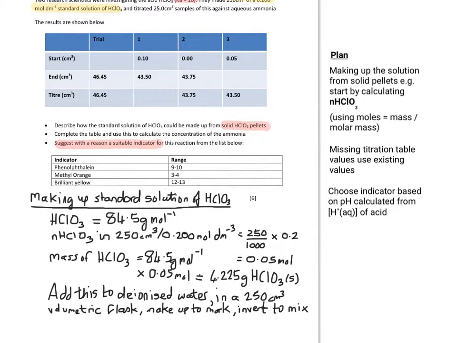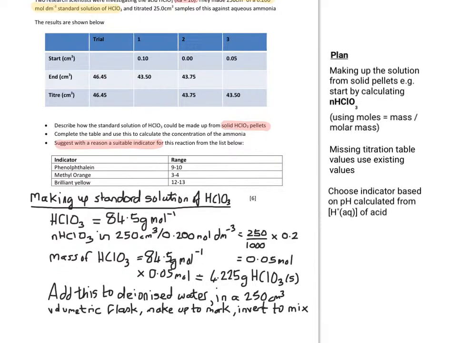So not forgetting, of course, what you actually have to do with that sample of solid pellets of HClO3. You need to add it to deionized water in a 250 centimetre cubed volumetric flask and make up to the mark, and you can invert it to mix it thoroughly.